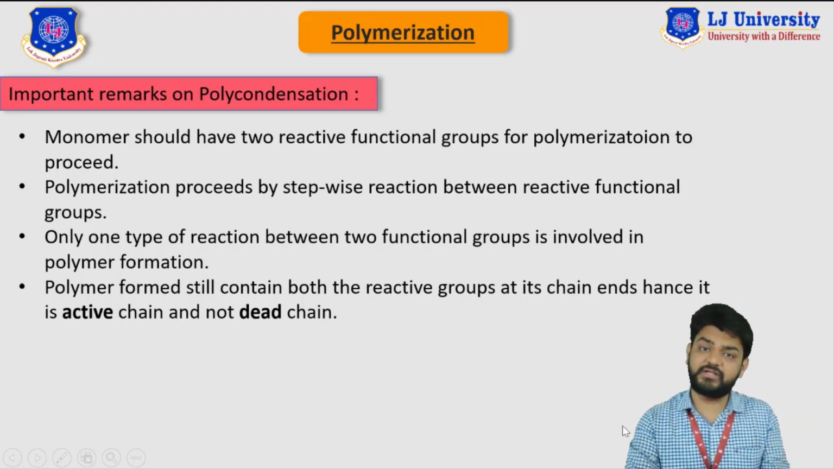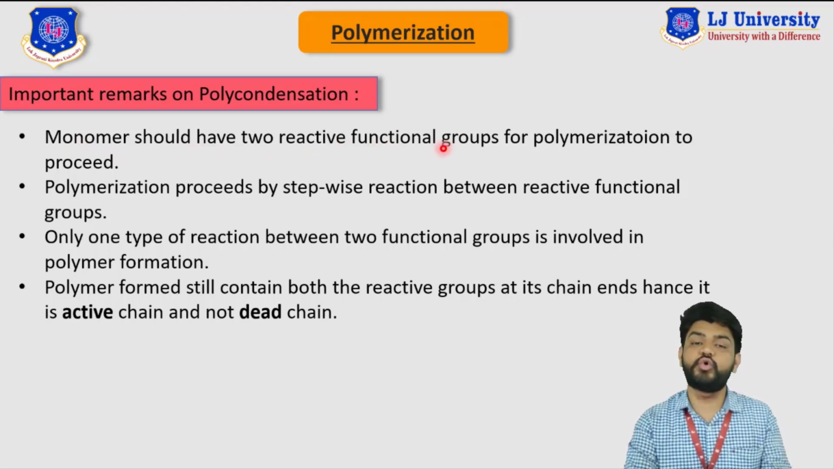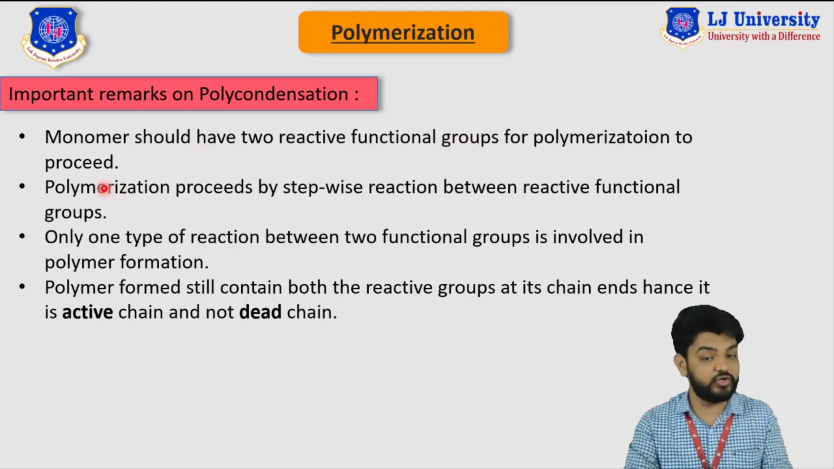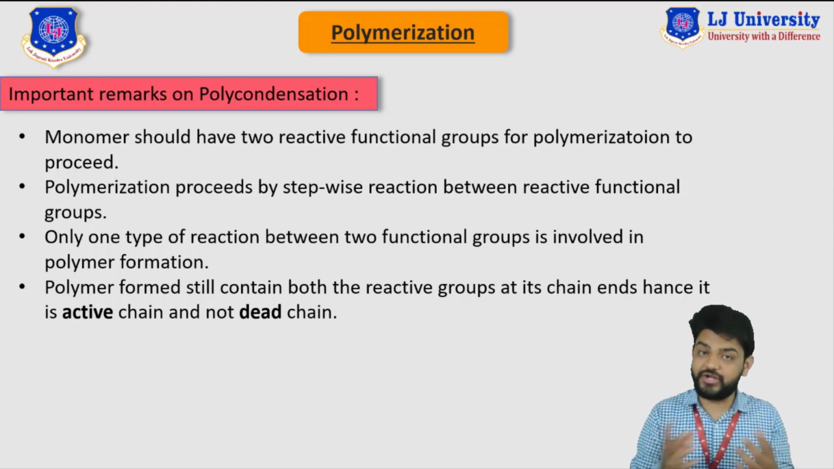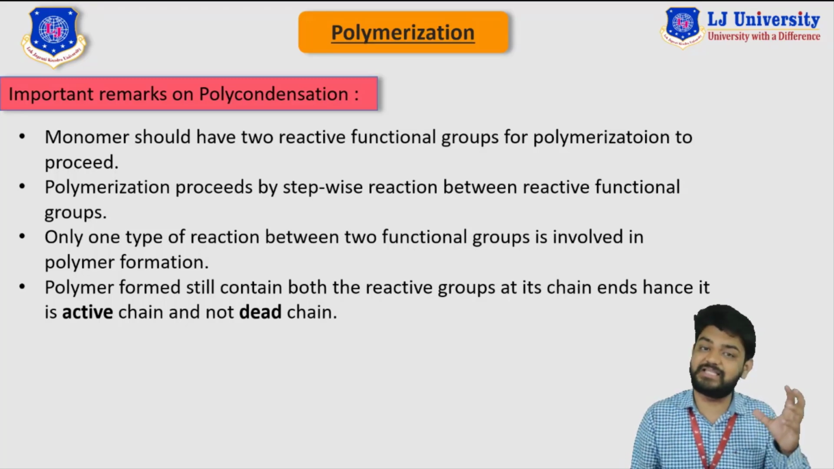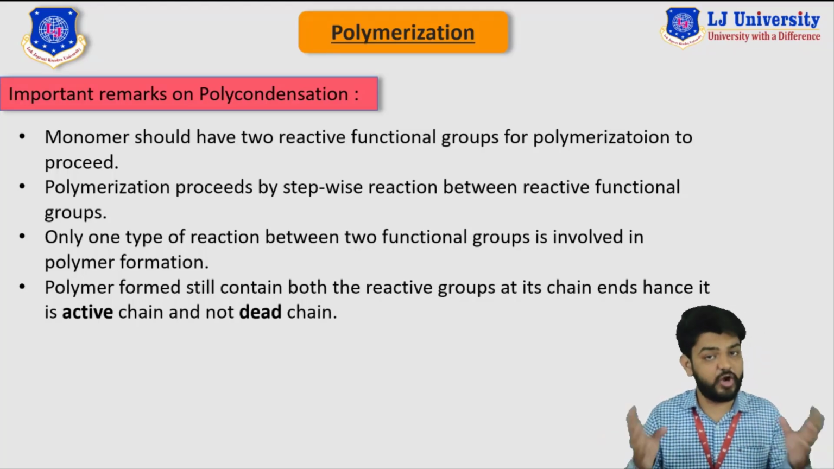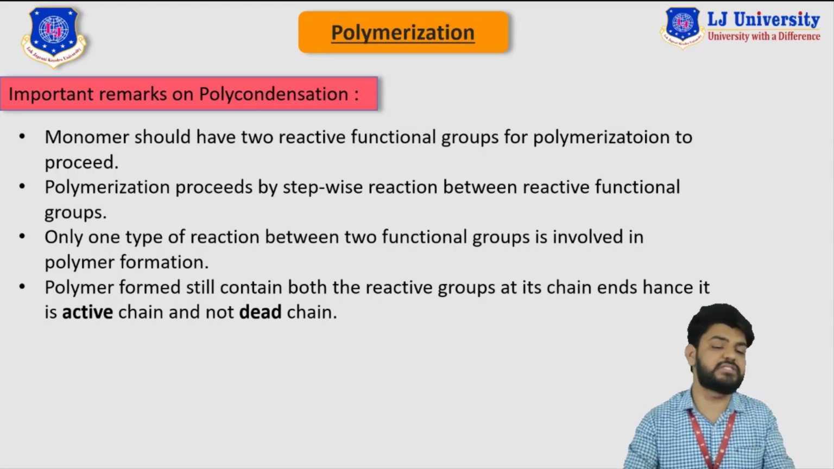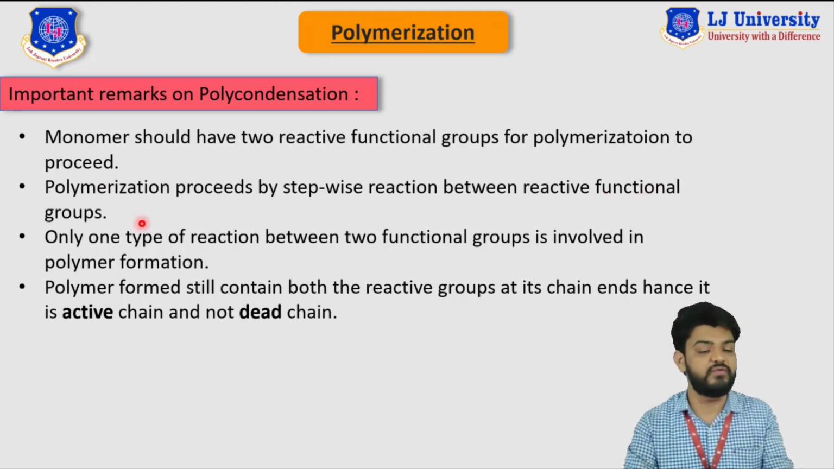The first important thing in this polycondensation technique is that the monomer should have two reactive functional groups for the polymerization to proceed. So if there are fewer than two functional groups, then the polymerization technique will fail, right? So in order to produce a long chain of polymer, the functional groups should be two or more, such as in ethylene glycol or adipic acid, right? With the help of alcohol or acetic acid, we cannot produce a long chain of the polymer. So now the second point is that the polymerization proceeds by stepwise reaction between reactive functional groups, right?